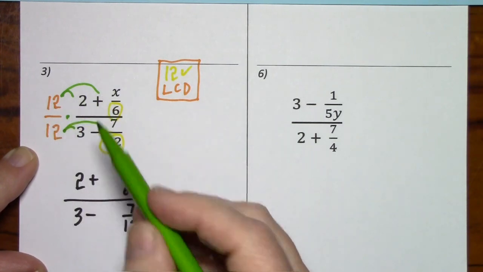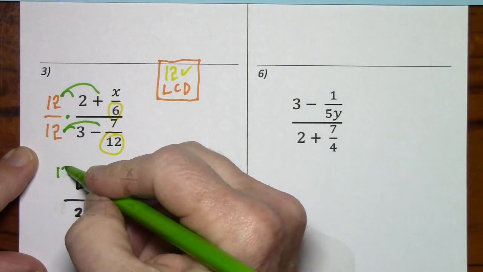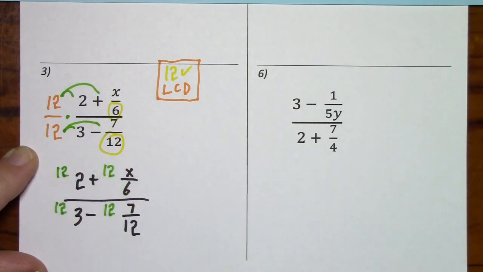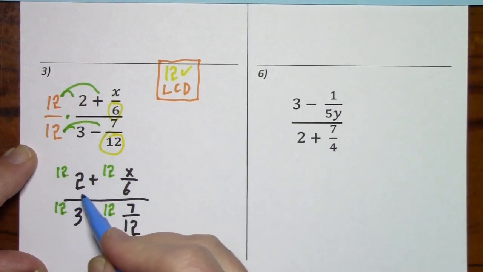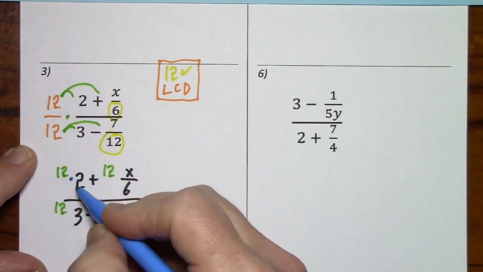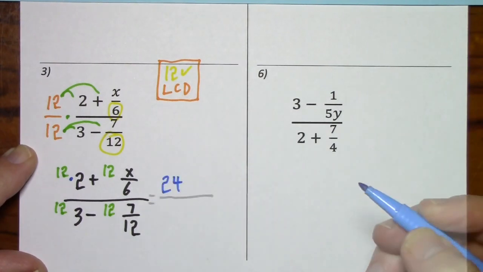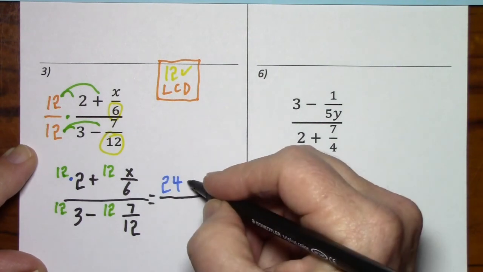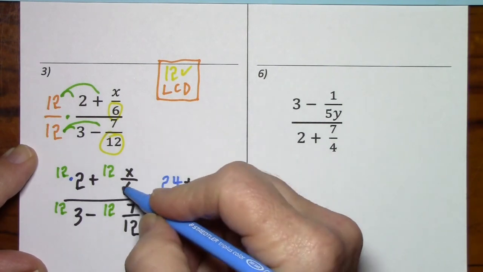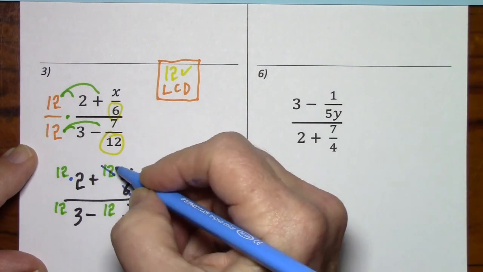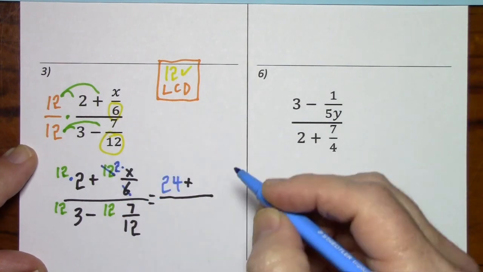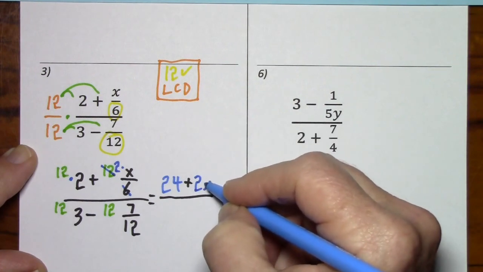So we'll distribute this 12 to each term. And again, this is 12 over 1, but I don't want to keep writing that 12 over 1. It gets too cluttered in here. Now here there's nothing to reduce, so it's just 12 times 2 is 24. Bring over the plus. 6 goes into 6 once, 6 goes into 12 twice, and 2 times x is 2x.